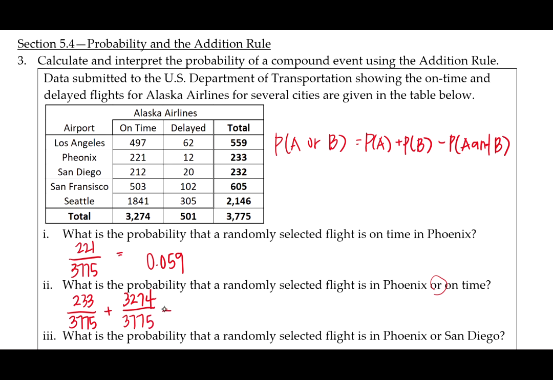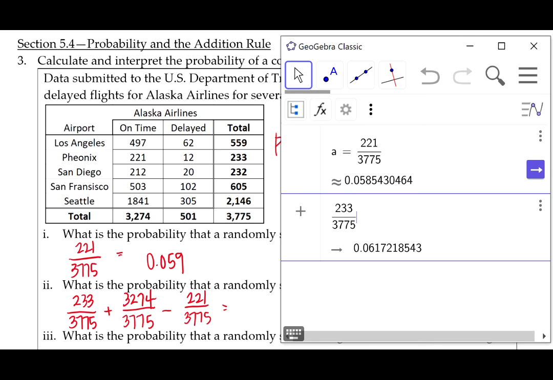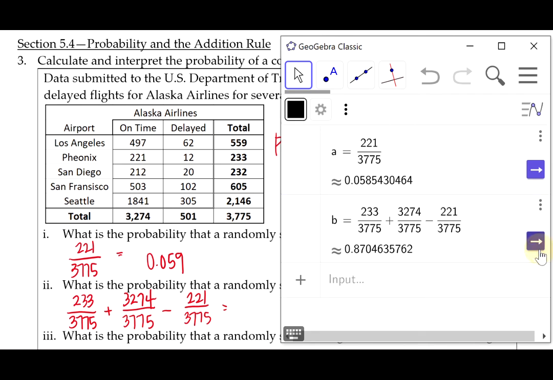And then we will subtract the probability of being both in Phoenix and on time, which is the 221 out of 3,775 that we calculated in part 1. All right, so we can do this calculation in GeoGebra as well. 233 divided by 3775 plus 3274 divided by 3775, and then minus 221 divided by 3,775. And let's write that as a decimal. We get 0.870.